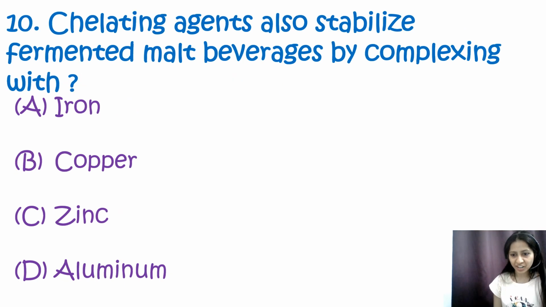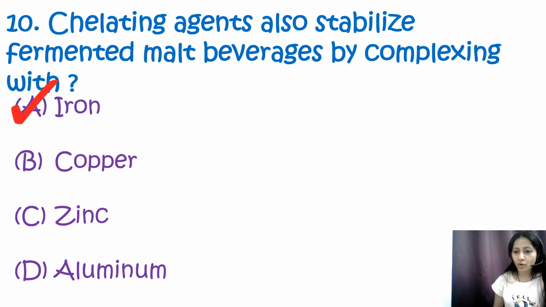So question number 10. Chelating agents also stabilize fermented malt and beverages by complexing with dash. Options are iron, copper, zinc and aluminium. So over here my correct option is A, that is iron. So chelating agents, which are used in the food and beverage industries, complex with metal ions such as iron. This complexing action helps to stabilize the product by preventing the metal ions from catalyzing undesirable reactions such as oxidation reactions.